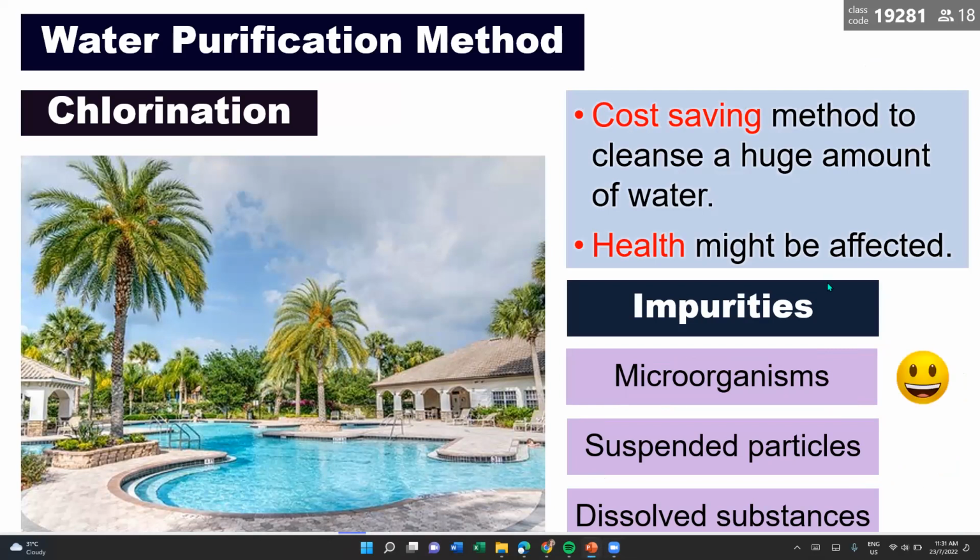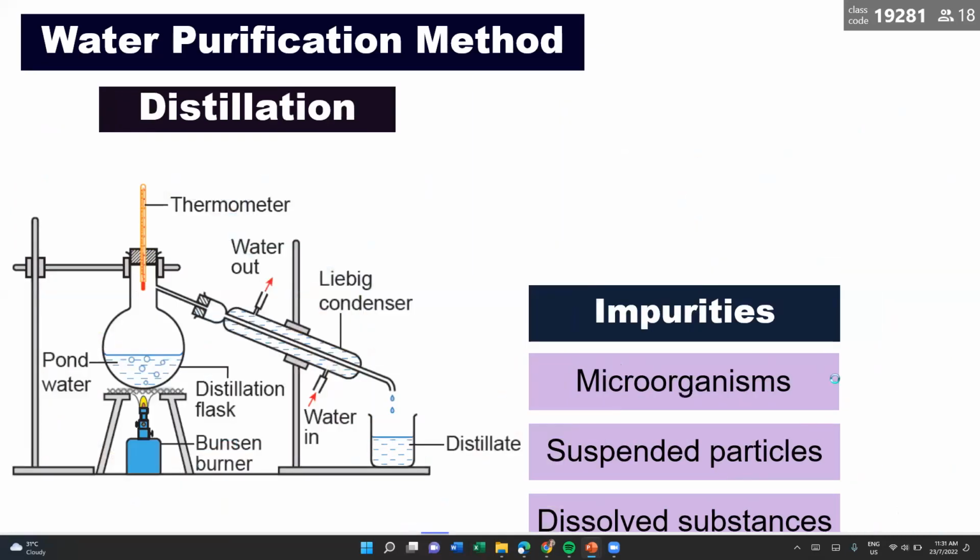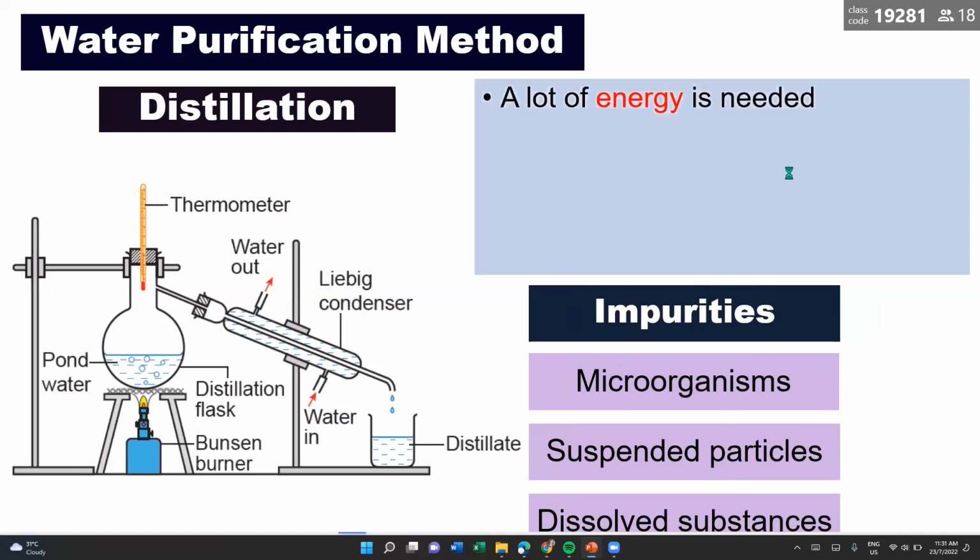So for chlorination, it kills your microorganisms, nothing to your suspended particles, nothing also to your dissolved substances. So what happens here? It is for your microorganisms. So I've done boiling, I've done filtration, I've done chlorination. We will do distillation now. Distillation needs a lot of energy, and this is a super slow process.